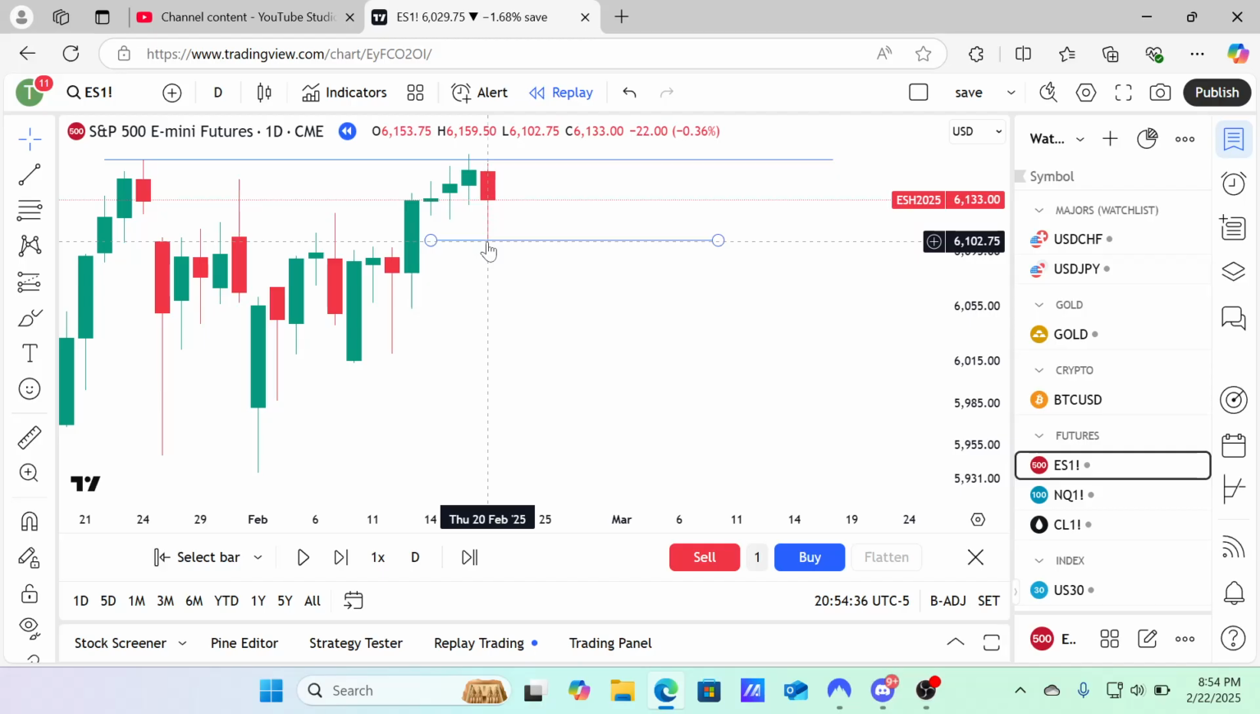So where's that fuel going to be? This is where we do top-down analysis and we form that game plan. That's what I do every single morning. I go from the daily, the 4 hour, the 1 hour, and I work my way down through every single time frame. And that's what we're going to do here.